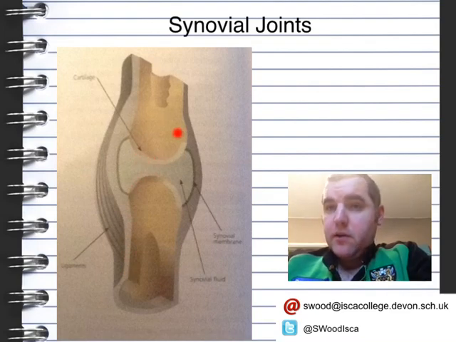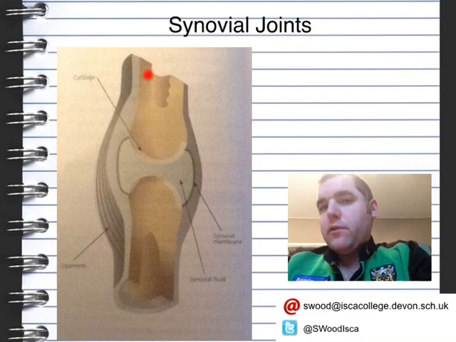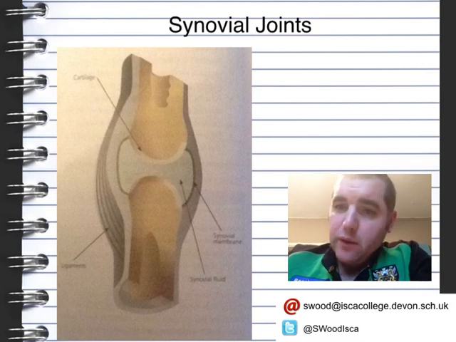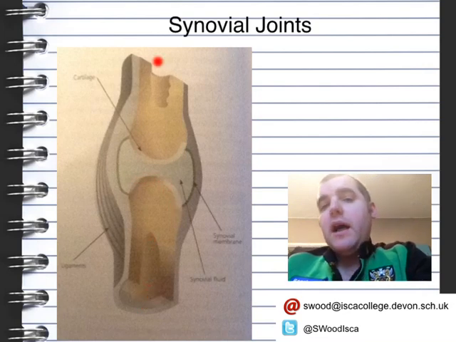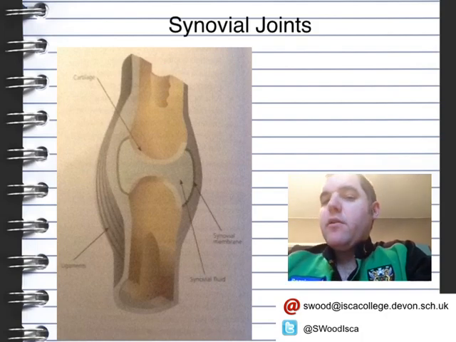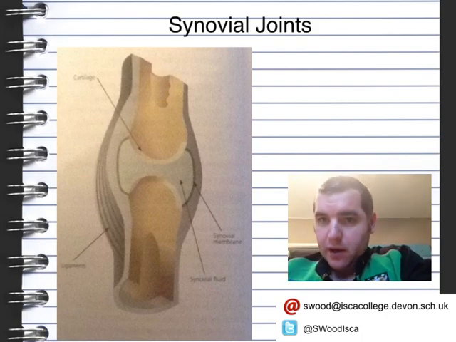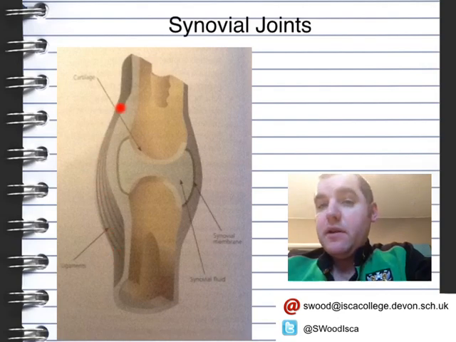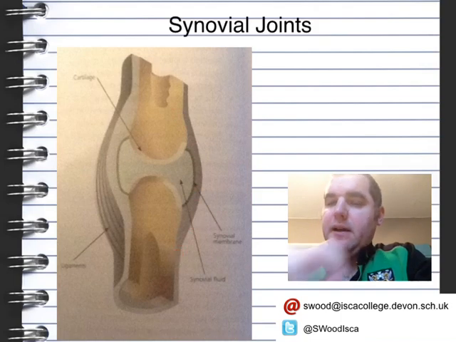We can see that we've got the calcium and phosphate salts that have replaced the cartilage, but we've still got cartilage at either end. We've also got the hollow part where the bone marrow and the other blood vessels are. Now joining the two bones together we have ligaments here and on this side here.